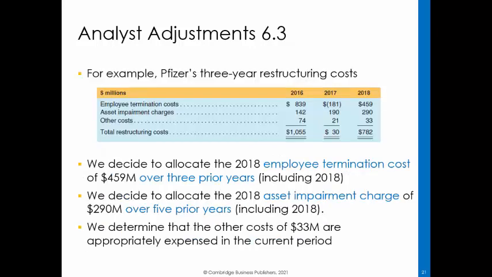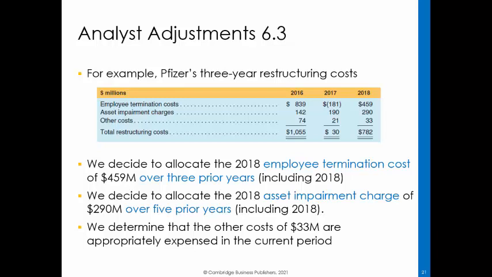For analysis purposes, Pfizer's 2018 employee termination cost of $459 million were allocated over 3 years, including 2018. The 2018 asset impairment charges of $290 million were allocated over 5 years, including the current year. The other costs of $33 million were considered appropriately expended. This analysis only reallocated the 2018 restructuring costs, but there were also restructuring costs reported in 2017 and 2016, which would also be reallocated as necessary.